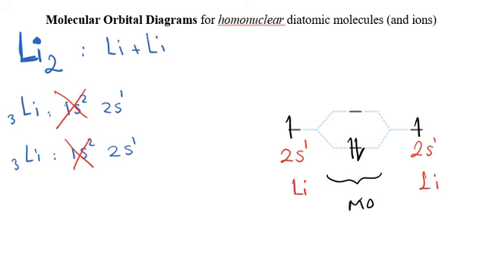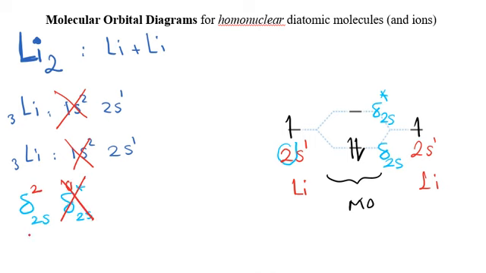The main reason I wanted to share this example is how we label sigma and sigma star. Because they are coming from 2s, I'm going to call them sigma 2s and sigma star 2s. The number of electrons for each: the first one has 2 and the second one has 0. So you just need to count that.